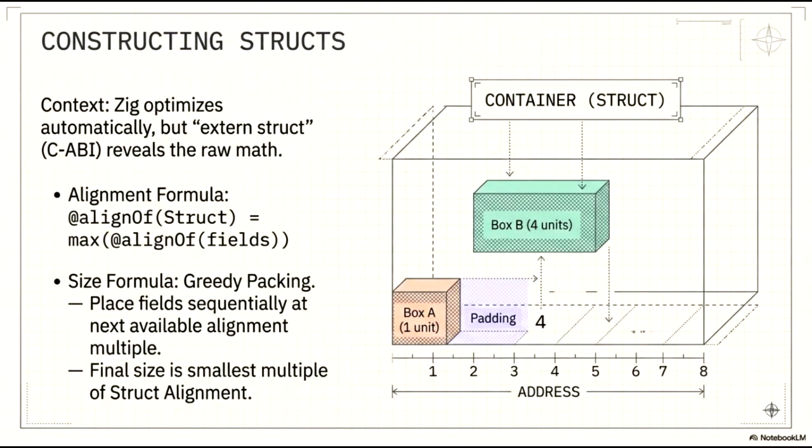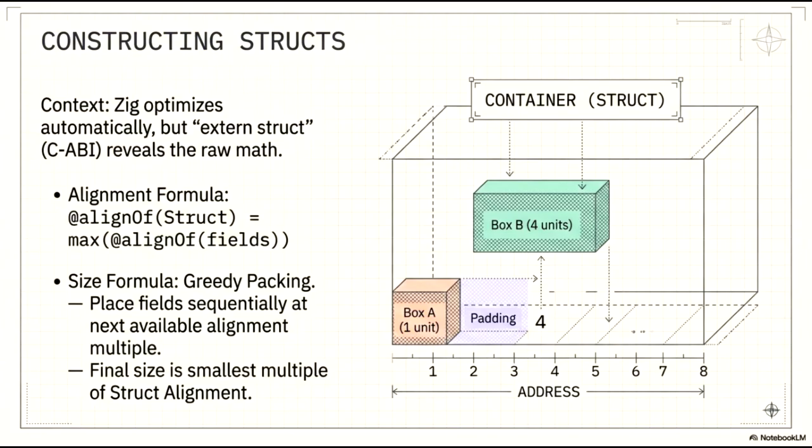When constructing structs in Zig, specifically using extern struct, we follow the rules of the C application binary interface to determine exactly how data is laid out in memory. The first key concept is the alignment formula. The alignment of the entire struct is equal to the maximum alignment requirement of its individual fields. This ensures that the struct can be placed in memory such that all of its members are correctly aligned.